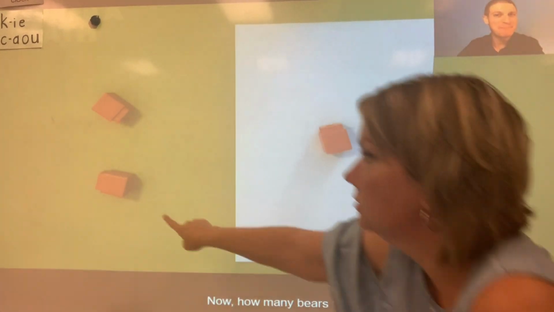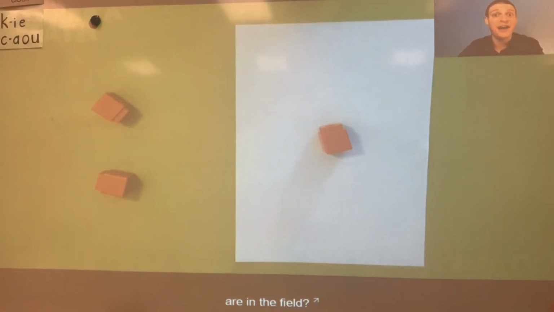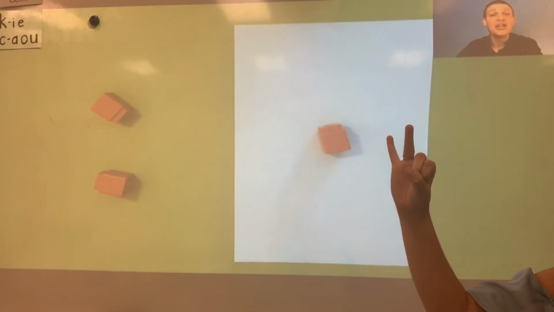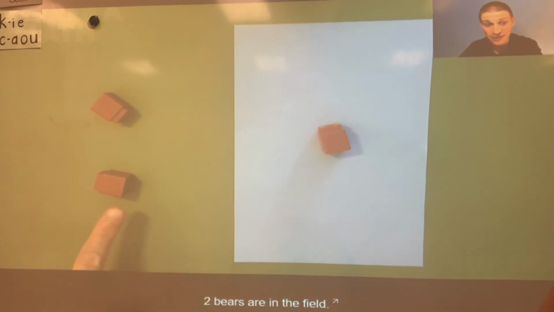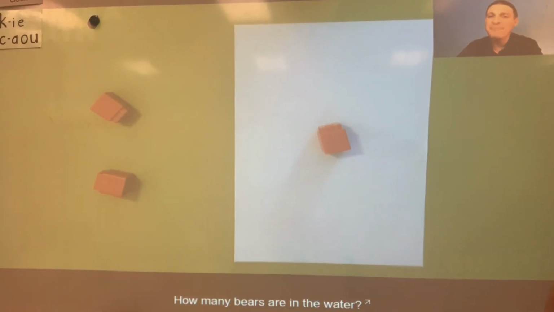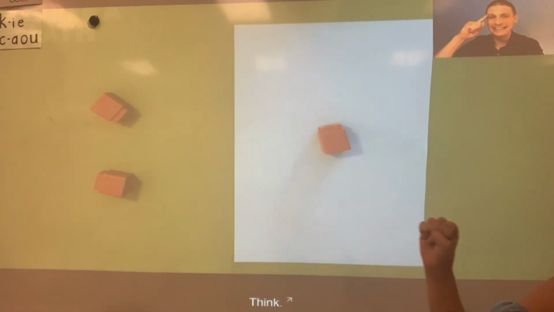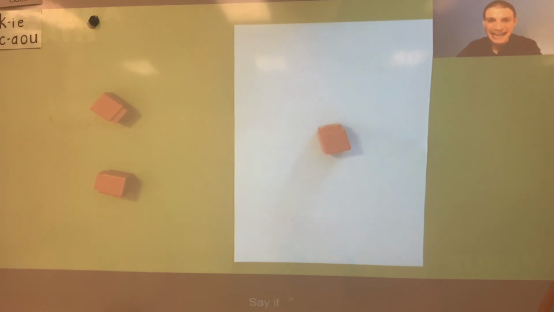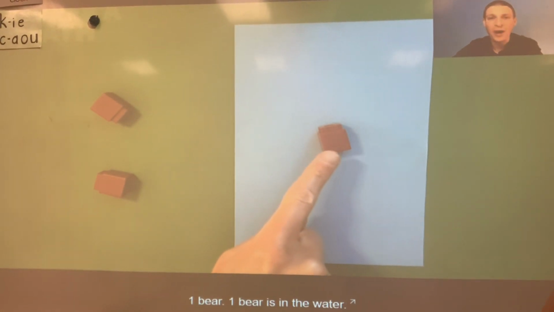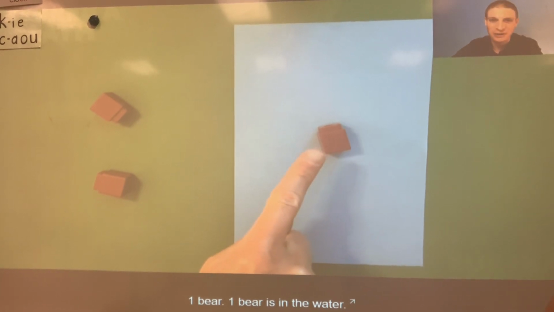Now, how many bears are in the field? How many are in the field? Hold it up. And say it. 2 bears are in the field. Good job. 1, 2. How many bears are in the water? Think. How many? Hold it up. Say it. 1 bear. 1 bear is in the water.